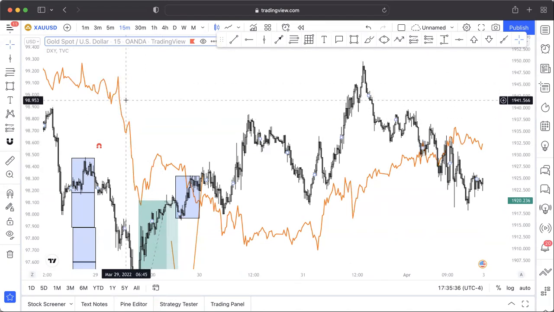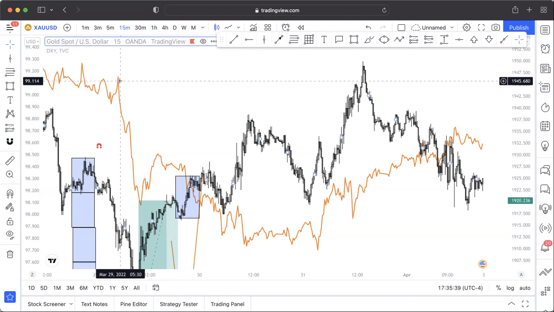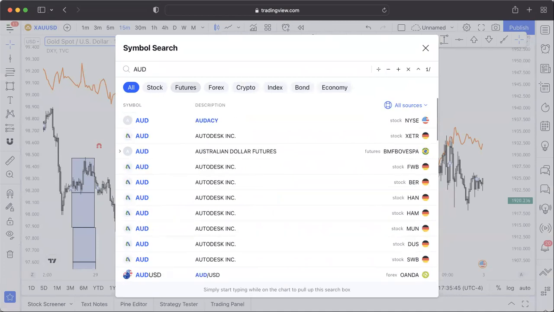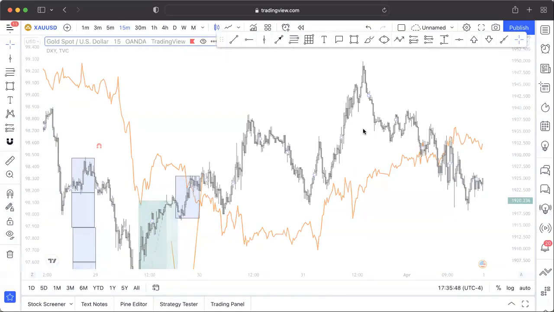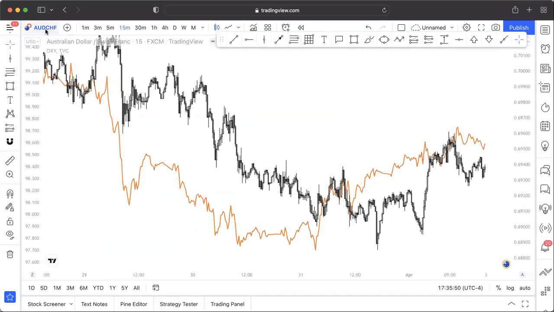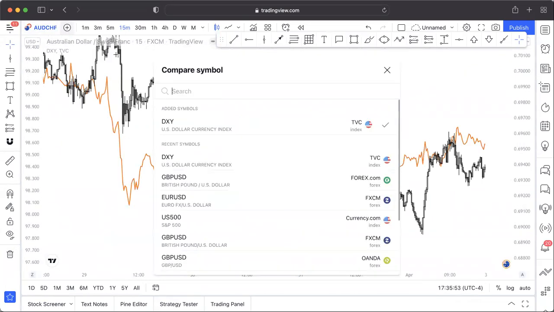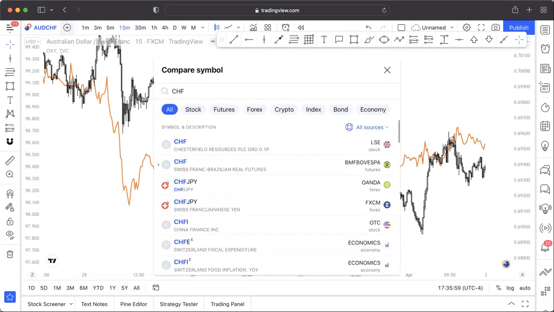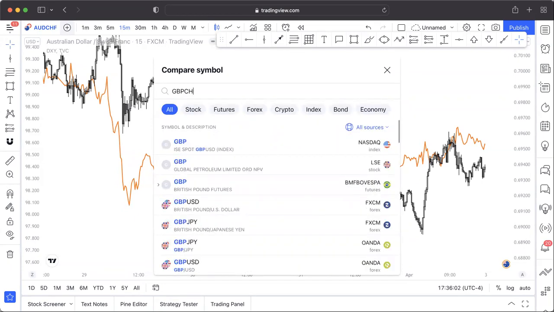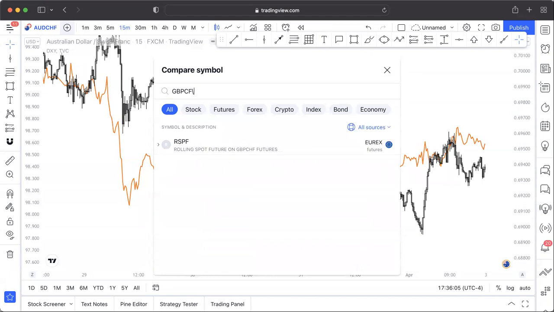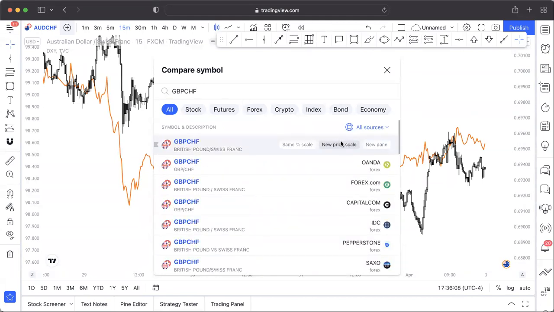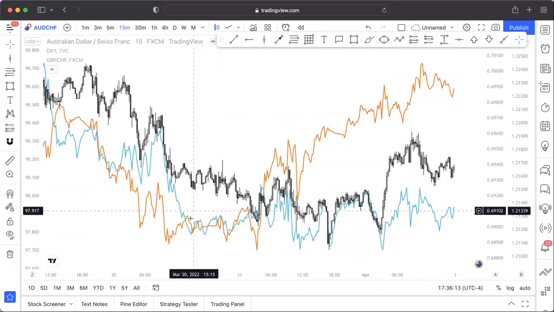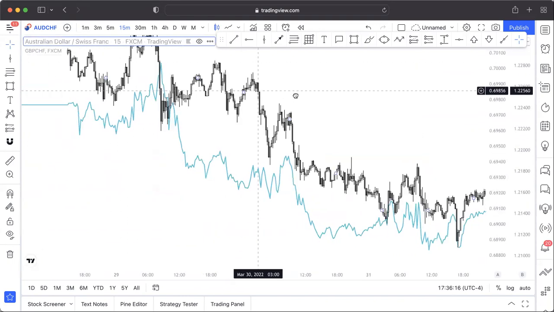If you are using a different pair, like a random example, Australian dollar CHF, then you would want to look at a Swiss franc currency pair. So what do we got? I never trade this, to be honest. So maybe GBP Swiss franc. Maybe I can show you one example of how this works. Okay, let's take off this one.